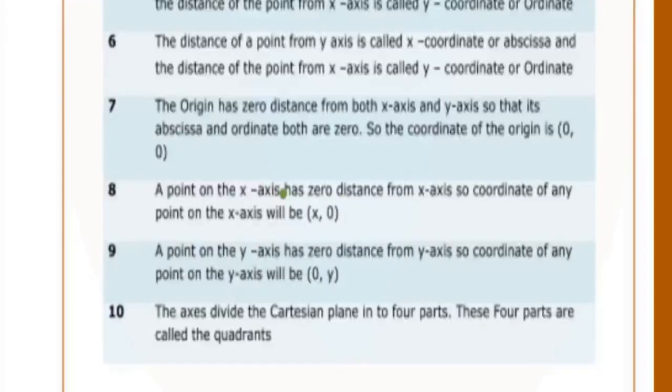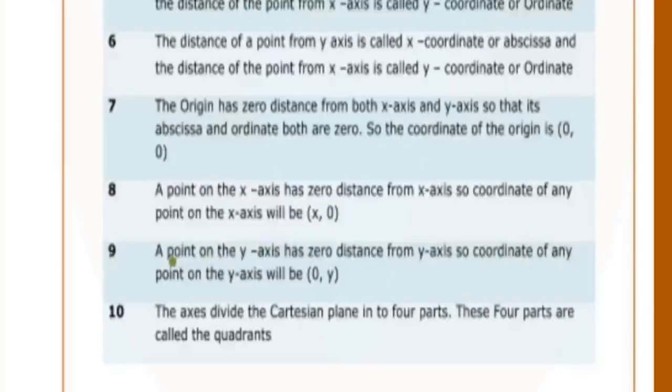A point on the x-axis has 0 distance from the x-axis. So the coordinate of any point on the x-axis will be (x, 0). This is the general form of a point on the x-axis. First you write the x-coordinate, then the y-coordinate is always 0. If a point lies on the x-axis, then the y-coordinate will be 0.